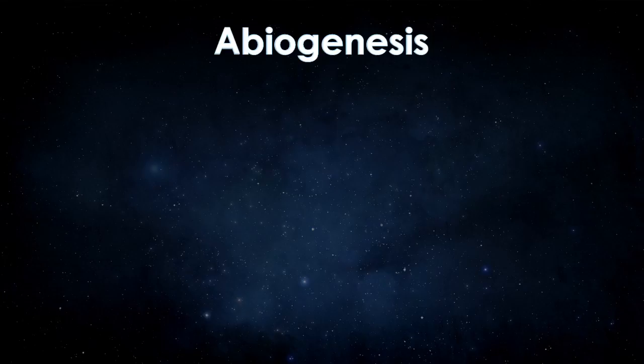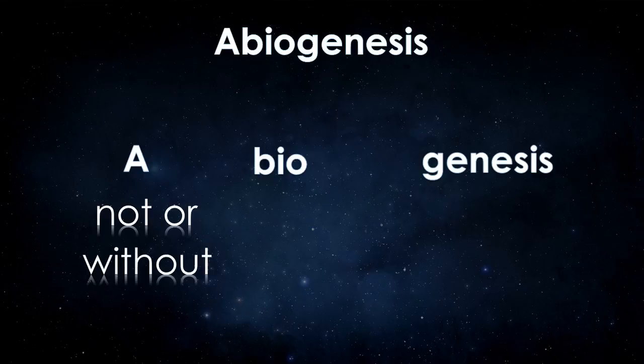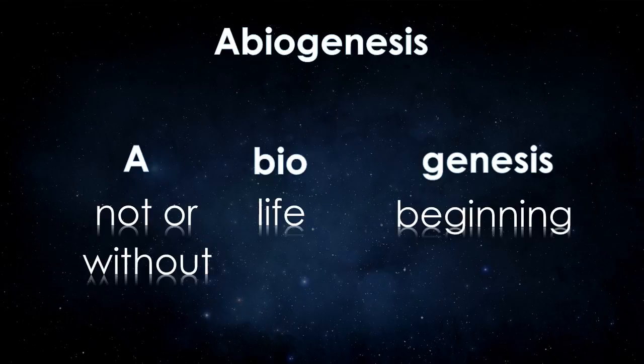To understand what abiogenesis means, let's look at each part of the word. A means not or without. Bio means life, and genesis means beginning. So abiogenesis refers to the idea that the first life came from non-living things.